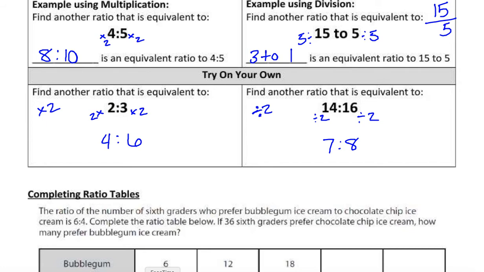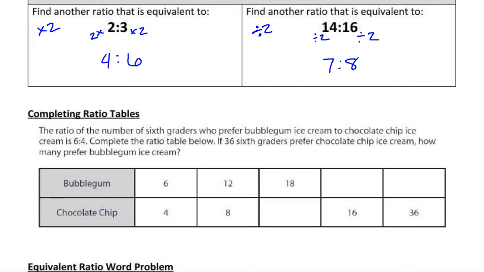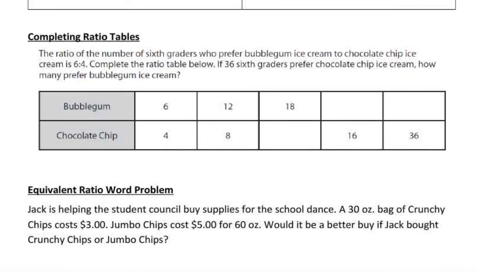All right, so there's what your new ratios should look like after dividing and multiplying. All right, so let's talk about ratio tables. A ratio of the number of 6th graders who prefer bubblegum ice cream to chocolate chip ice cream is 6 to 4. Complete the ratio table below.